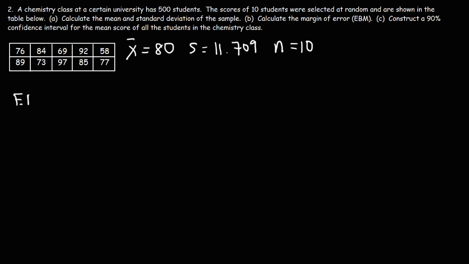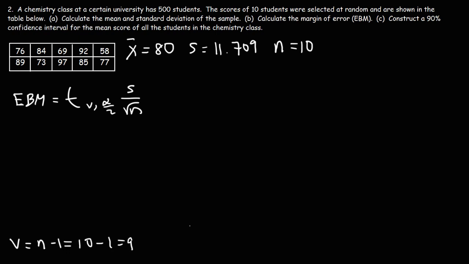We could use this formula to calculate the EBM. It's equal to our t-value times this sample standard deviation over the square root of n. So we need to calculate our t-value first. So v, that's n minus 1. So that's 10 minus 1, which is 9. So we have 9 degrees of freedom.